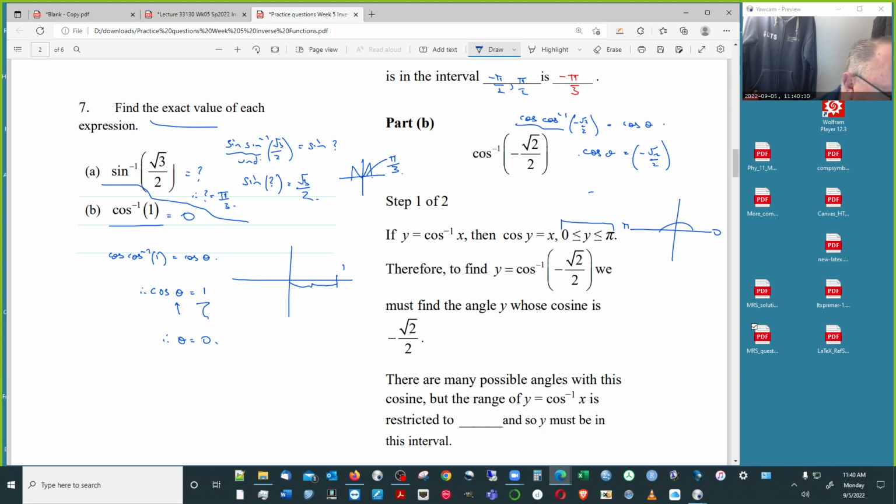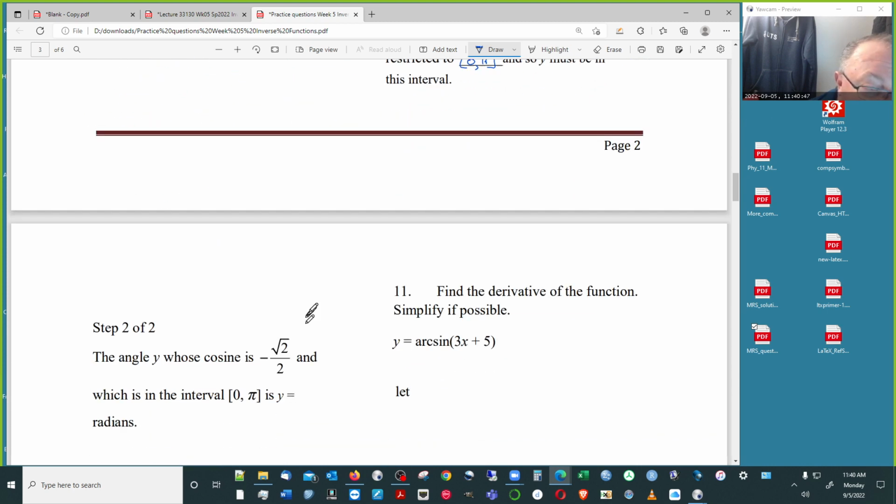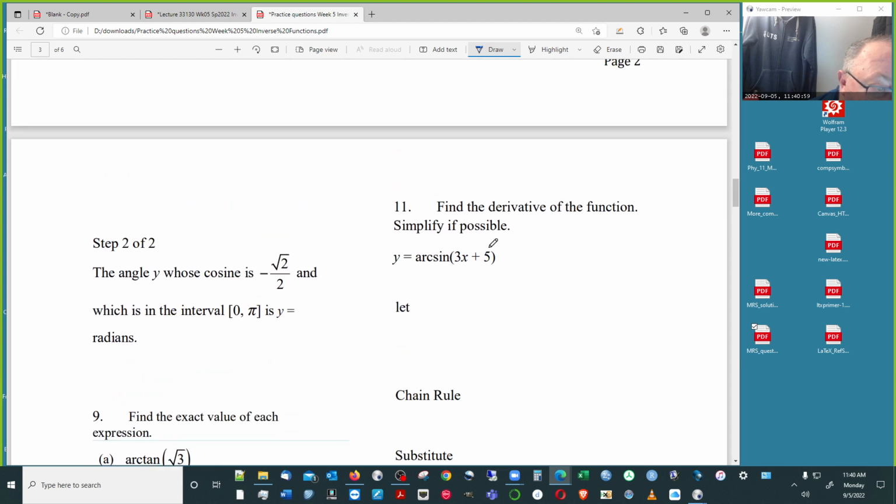And are you actually being asked to find that angle? So you told us 0 to pi, so inclusive. So that's the answer for that one. The angle y whose cosine is minus root 2 on 2, and it is y equals. Okay, so it wants the solution now.